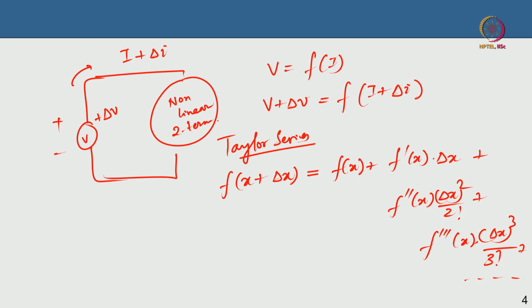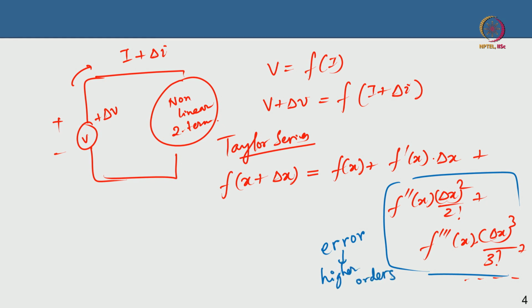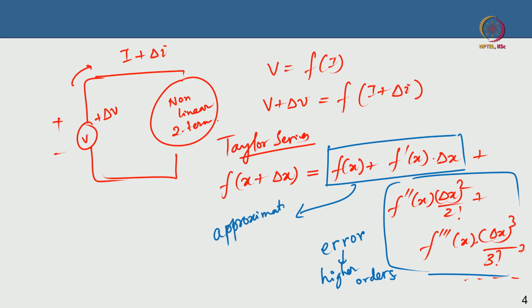So what we are going to do is say that this part is error. Those are the higher order terms that I am going to ignore, the error I am going to ignore, and this is the part that I am going to take. This I am going to take as the approximation of the function.